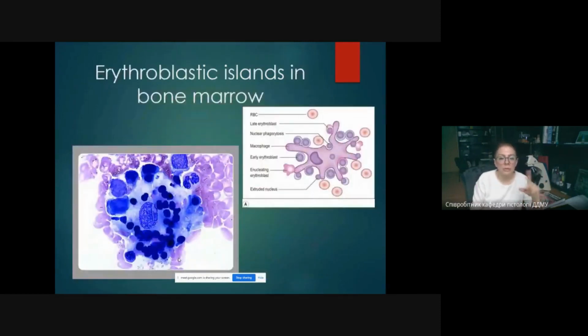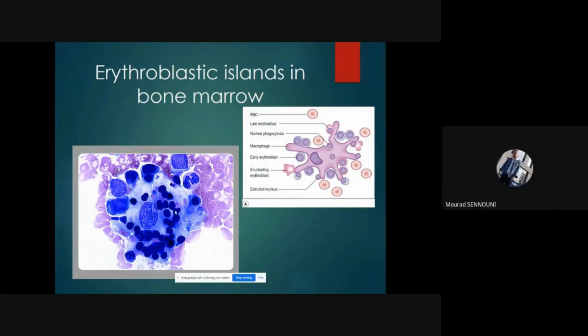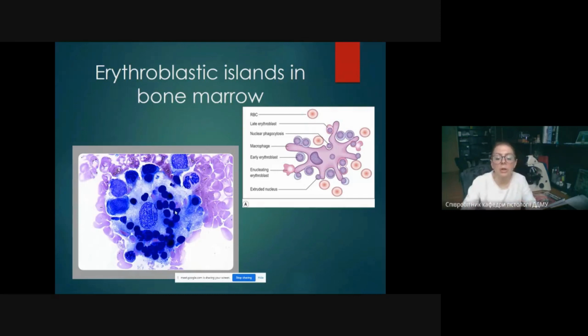Okay, also we have to say that inside of the red bone marrow, erythropoiesis is organized in the form of nests or islands, and in the center of this island, what cell is located? Macrophages, yeah, macrophages. So the macrophage harbors in its peripheral cytoplasm different stages of erythropoiesis, and it helps to organize the process by producing different factors.